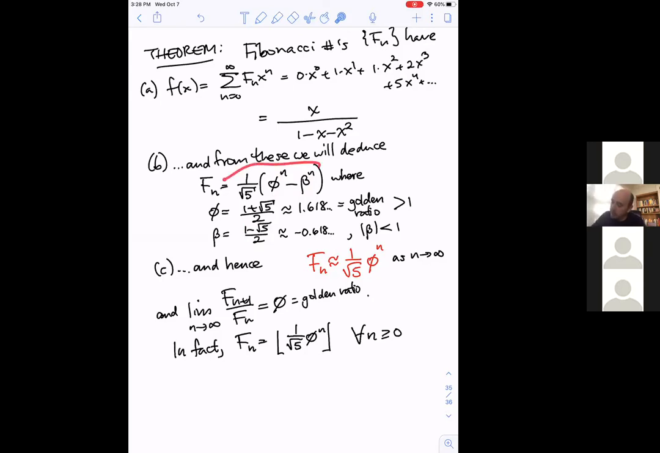And then after we derive that formula, we'll deduce that the nth Fibonacci number is approximately what you get if you ignore the minus beta to the n, because beta is smaller than 1 in absolute value, and so it becomes negligible. And therefore, the limit as n goes to infinity of the next Fibonacci number over the previous one is approaching this fixed ratio, the golden ratio.